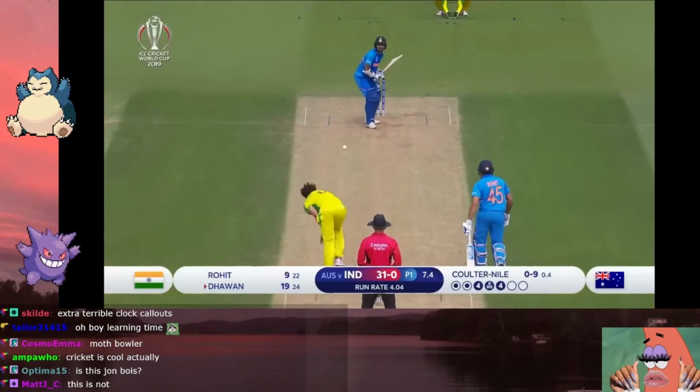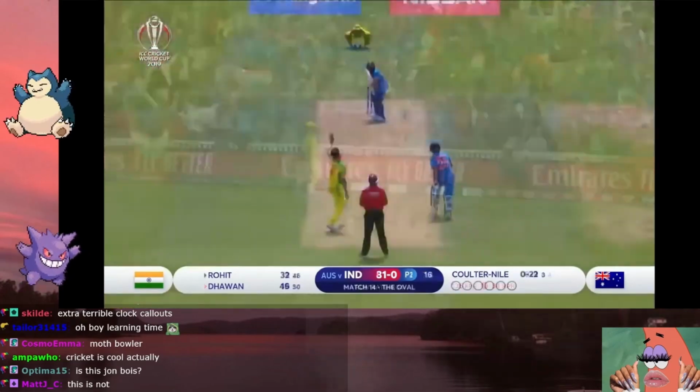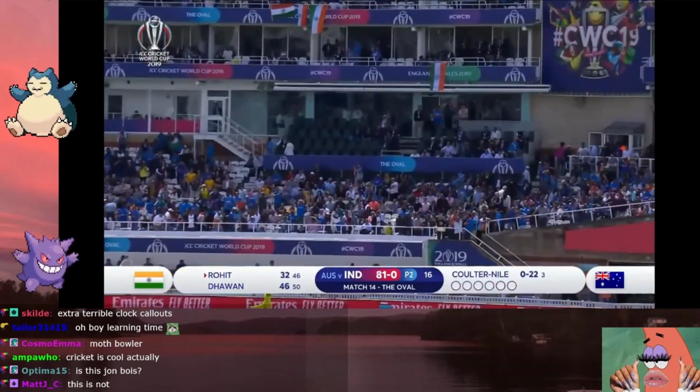If you can picture this game in your mind, you are 75% of the way to understanding cricket. The rest of it is details.